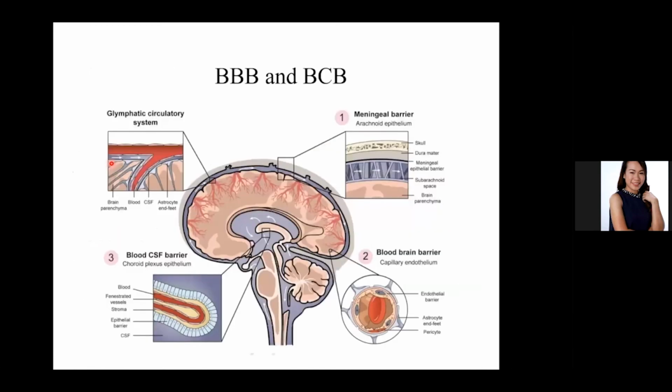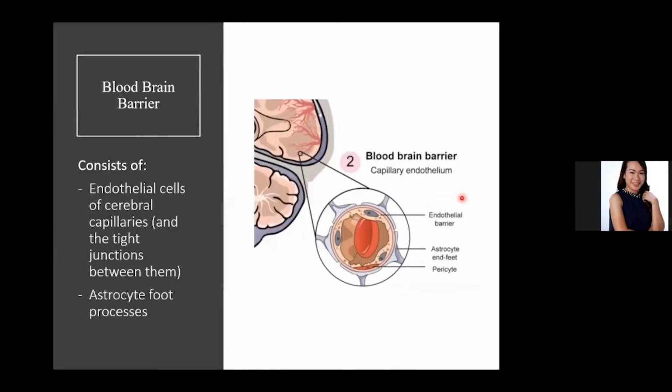So we can see here, class, the summary of what we have been discussing earlier. We have the meningeal barrier, the blood-brain barrier, and as well as the blood-CSF barrier. Now let's talk more about the blood-brain barrier. So the blood-brain barrier, as we have mentioned earlier, consists of the endothelial cells of your cerebral capillaries.